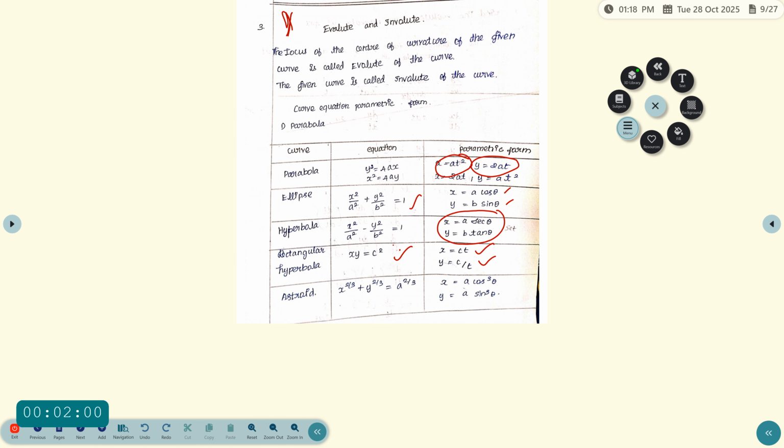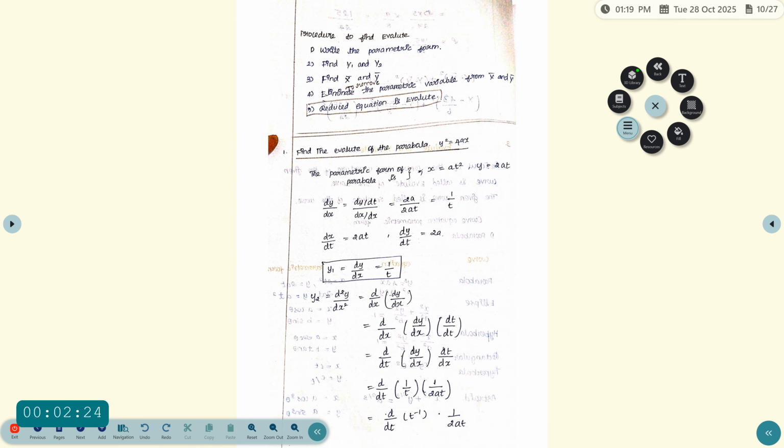The last one, asteroid: x power 2 by 3 plus y power 2 by 3 equal to a power 2 by 3, and its corresponding parametric equation is given by x equal to a cos cube theta and y equal to a sin cube theta. Now, using this basic parametric equation, we are going to find the evolute of some standard basic curves. Before that, we have to give some basic procedure for how to find the evolute.